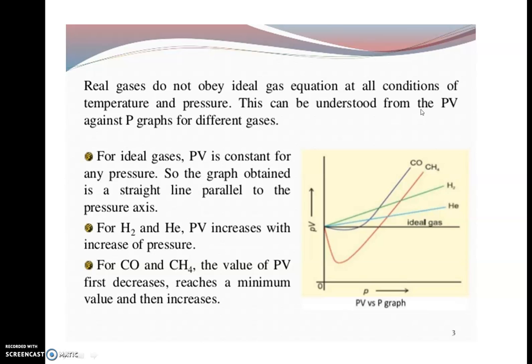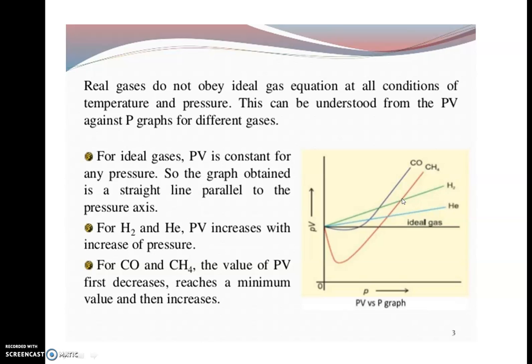If we see this graph that we have seen already, plotting PV versus pressure, that is pressure into volume versus pressure, we'll get a graph like this. For ideal gases, PV is constant for any pressure. It is a straight line; this is the ideal gas graph. But in the case of hydrogen and helium, PV increases with pressure. If pressure increases, pressure into volume also increases.